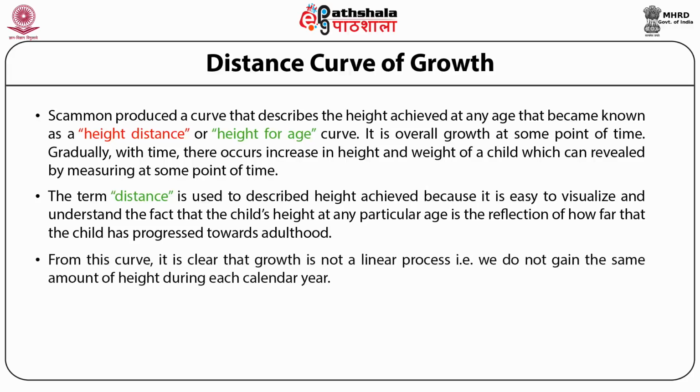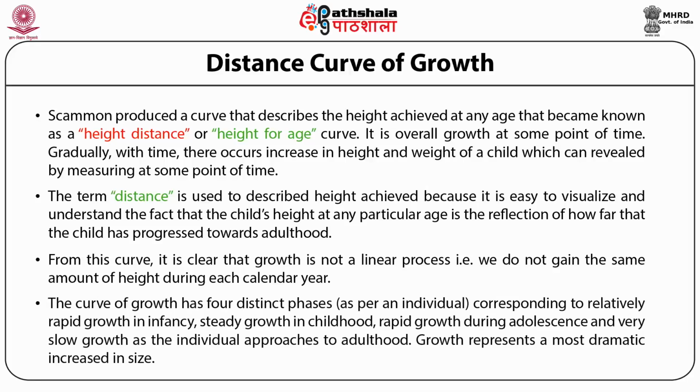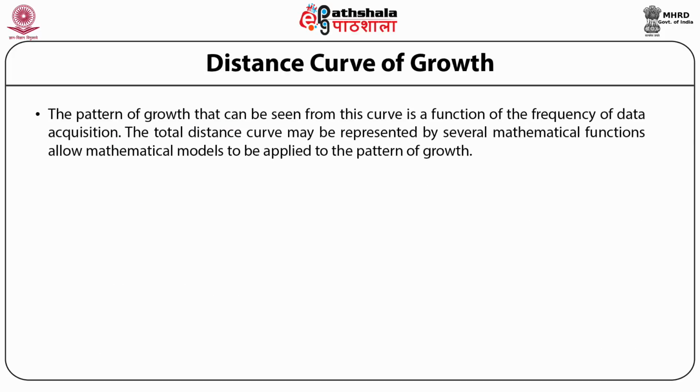From this curve, it is clear that growth is not a linear process, that is, we do not gain the same amount of height during each calendar year. The curve of growth has four distinct phases corresponding to relatively rapid growth in infancy, steady growth in childhood, rapid growth during adolescence, and very slow growth as the individual approaches adulthood. Growth represents a most dramatic increase in size. The pattern of growth that can be seen from this curve is a function of the frequency of data acquisition.